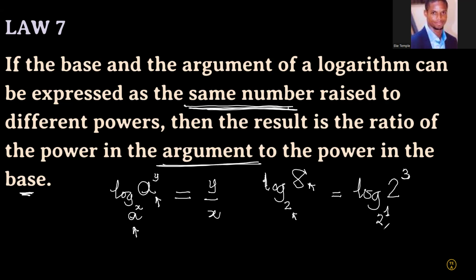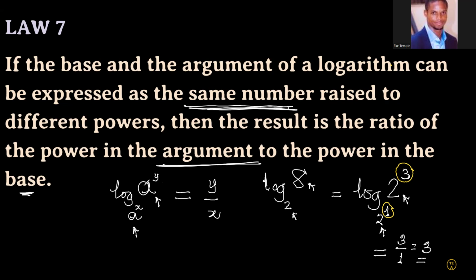The base is a number raised to a power, 2 to the power 1. The argument is also written as that same number 2, but to a different power, 3. Don't look far away. The answer in this case is very simple: the power in the argument sitting on the power in the base. The power up, 3, divided by the power down, 1, and that gives us 3 as the final answer. This is very simple, and we're going to see some examples in due course. But take note of this law.